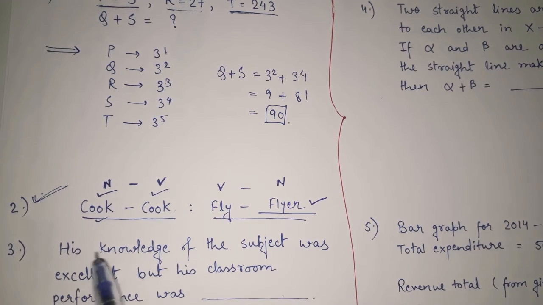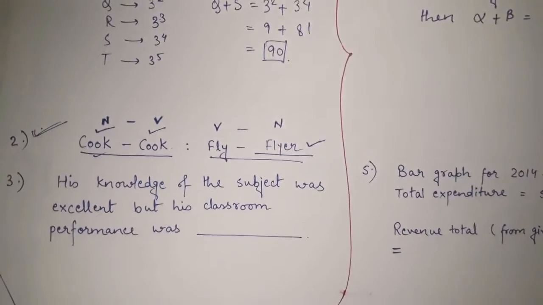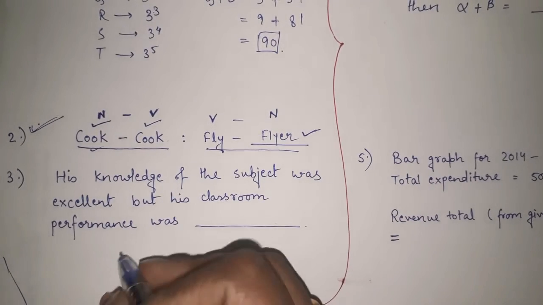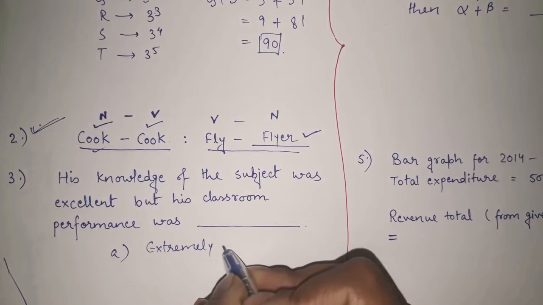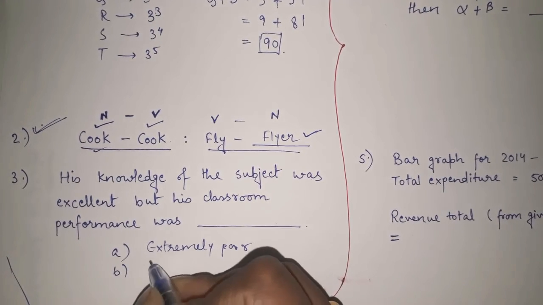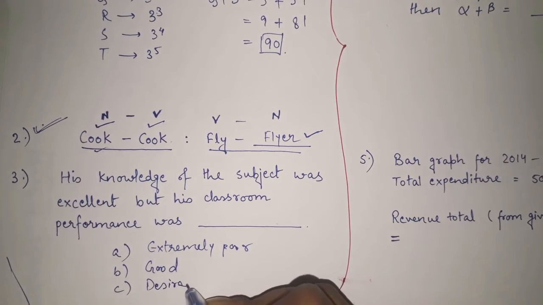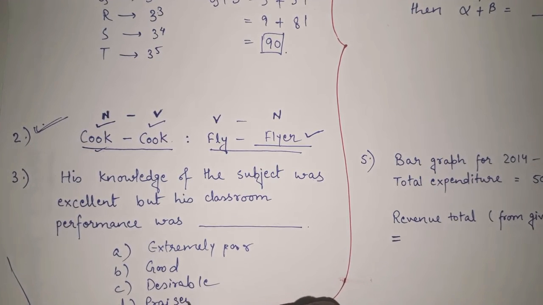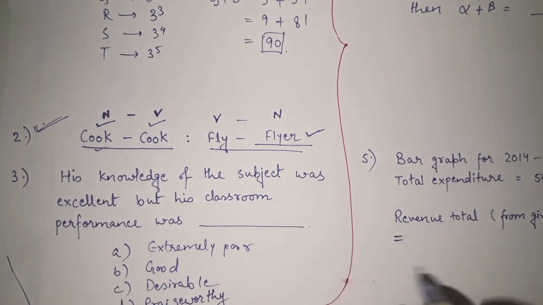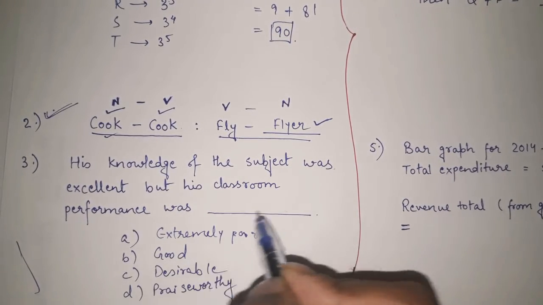What was asked here? His knowledge of the subject was excellent, but his classroom performance was dash. Okay, let me give you the options. What were the options in this question? The options given were extremely poor, good, desirable, and praiseworthy. Fine, these were the four options given. Now, his knowledge of the subject was excellent, but his classroom performance was dash.